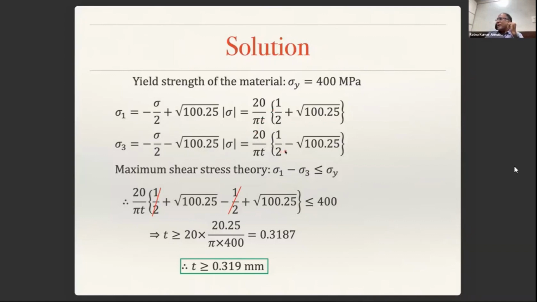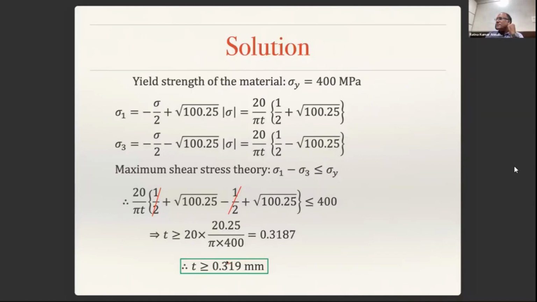And according to maximum shear stress theory, sigma 1 minus sigma 3 should be less than or equal to sigma y, assuming factor of safety is 1. Right? If your factor of safety is some number, then you have to accordingly modify this formula. Equal to is sufficient. And then when you work with it, you see that your thickness should be greater than or equal to 0.319 millimeters. If you increase the factor of safety, then this number will increase accordingly. So this is what we were asked to show: that the thickness should be at least 0.319 mm, and that is what is shown here.